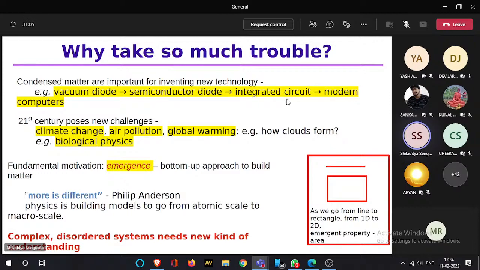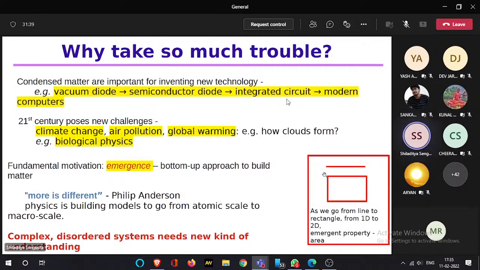So I will give you a simple definition of what is a complex system in the next slide. But this is of course a kind of large, human-scale system made of many atoms, and it has some complicated set of behavior. Now here there is a very interesting phenomenon which is called emergence. So here is an example.